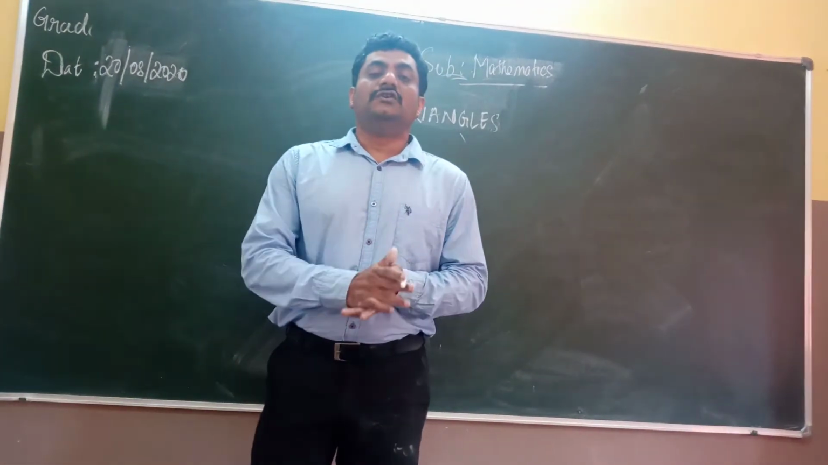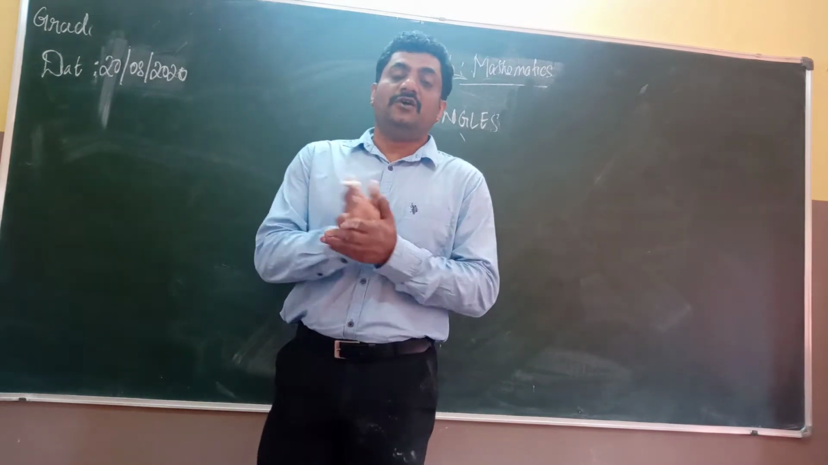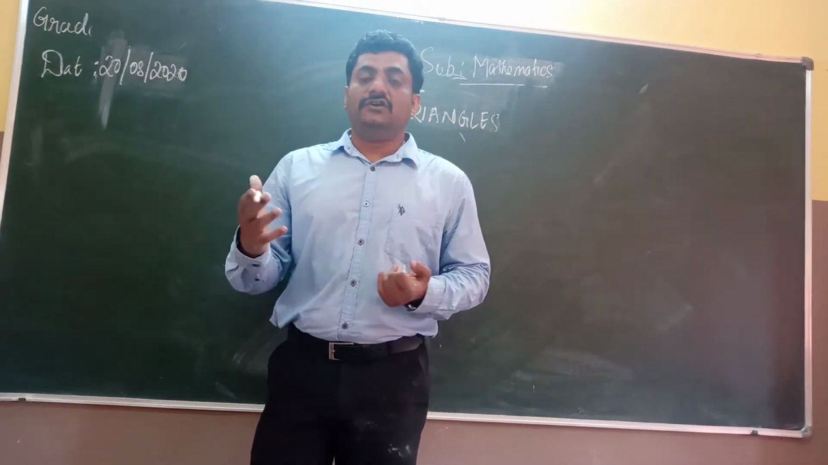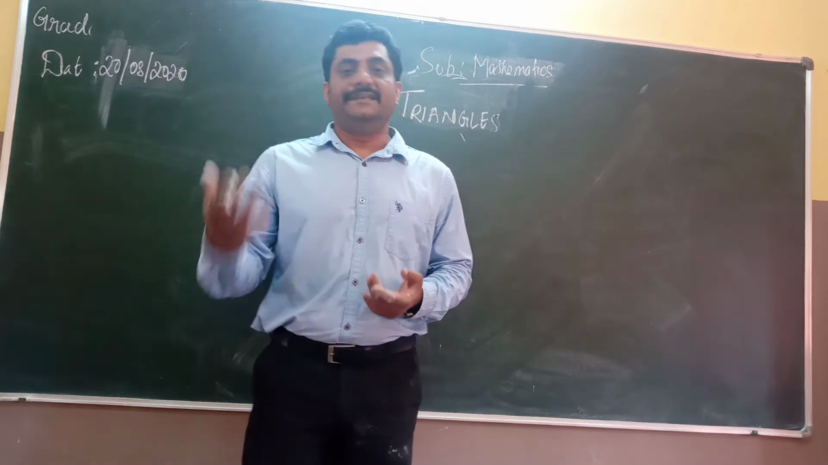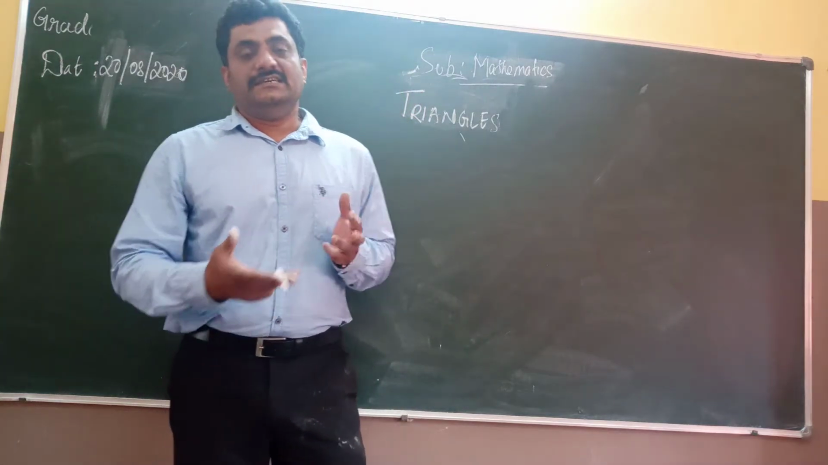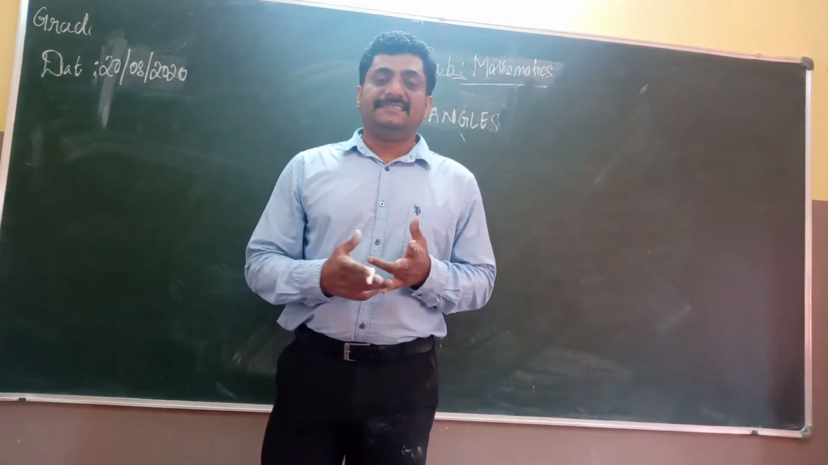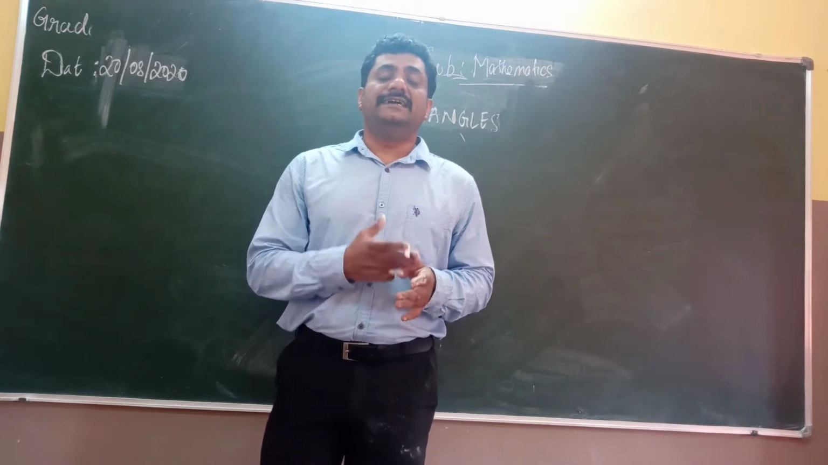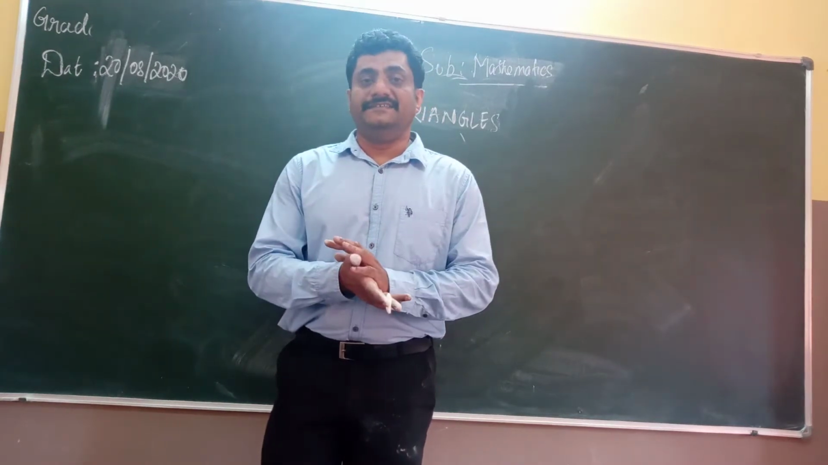So this is the congruency of triangles. I just wanted to have a small recap about the congruency criteria. How many criteria do we have? We have 5 criteria: SAS, SSS, ASA, RHS, and angle-angle-side. These are the 5 criteria.